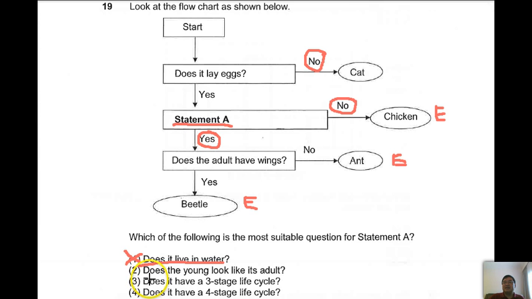Okay, does its young look like the adult? Over here it says the young beetle will look like its adult. Yes. Okay, but the young of a beetle does not look like its adult. So number 2 is wrong. Does it have a 3-stage life cycle? Yes. A beetle has a 3-stage life cycle? No. So number 3 is not right too. Very likely, we are left with no other choice but number 4. 4 is the answer.